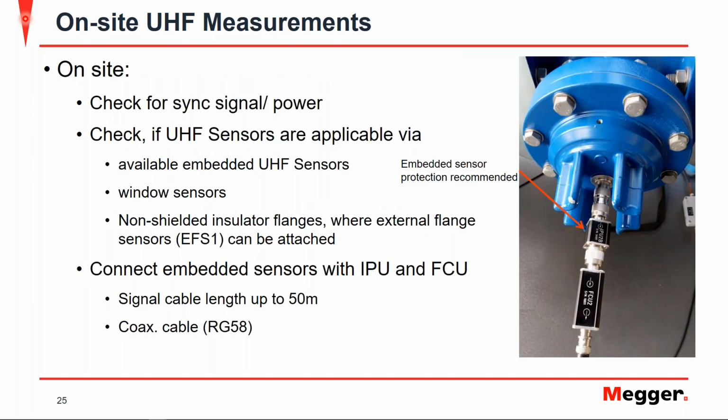So once you actually get to perform the on-site measurement, one of the first things you want to do is check for a synchronization signal or a power signal. That allows you, when you perform your measurement, to overlay the measurement or compare it to the operation voltage of the system. This gives you some indication of the type of defect when you're looking at the phase resolved partial discharge pattern that we'll look at a little bit later.